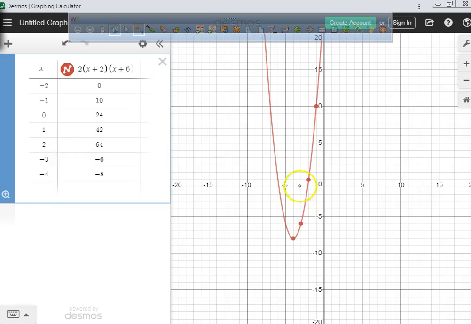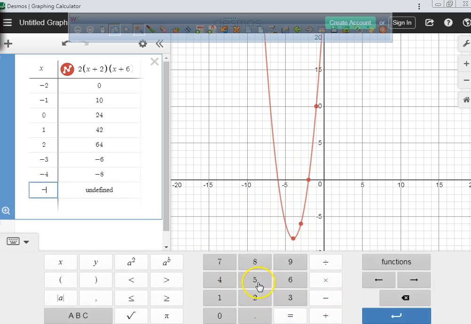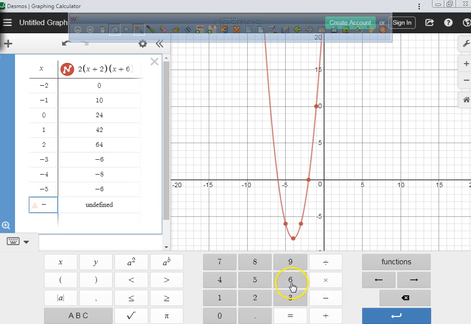And as you do that, look what happens. As you're doing it, maybe you'll see it better this time. Ready? Watch. -5, boom. That's what I like about Desmos. As you're doing it, you see immediately the result of the ordered pair. All right, so that's what you do on that one.